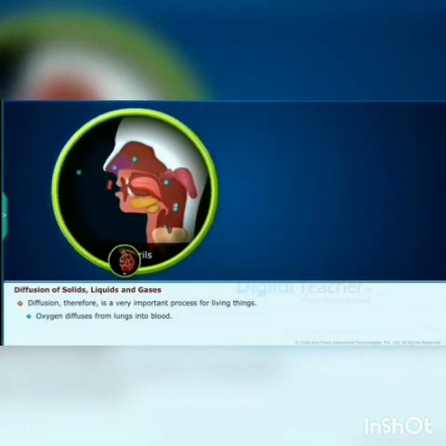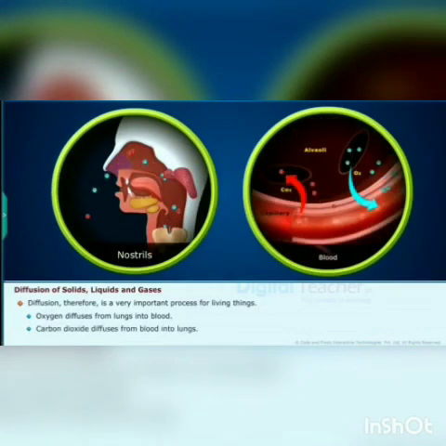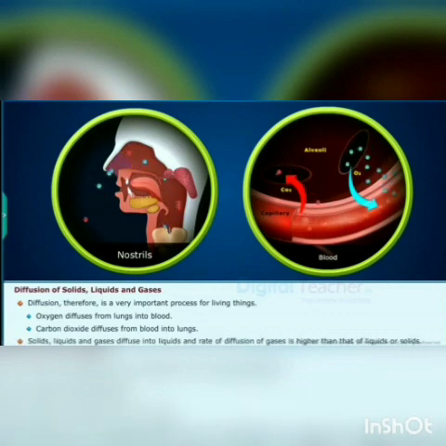Oxygen diffuses from lungs into blood. Carbon dioxide also diffuses from blood into lungs. Solids, liquids, and gases diffuse into liquids, and the rate of diffusion of gases is higher than that of liquids and solids.